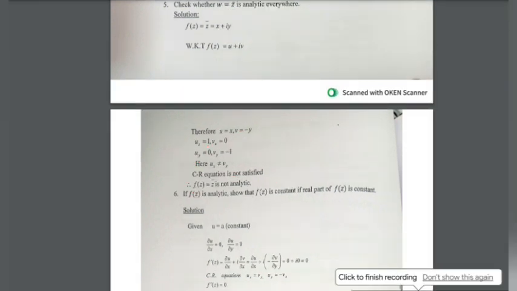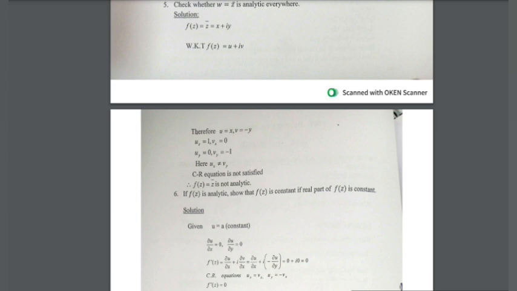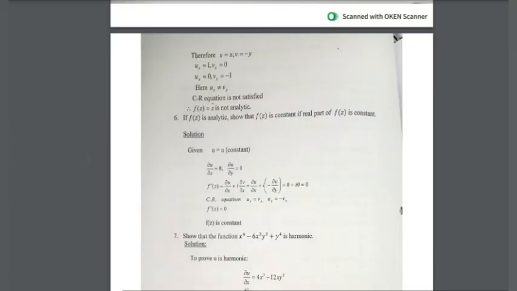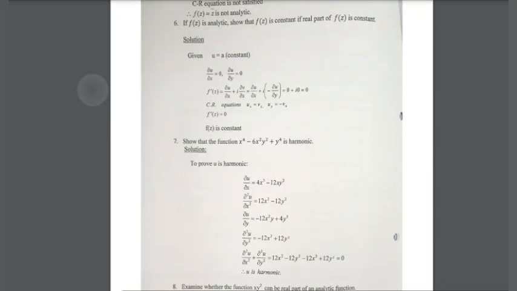Our next problem is: if f of z is analytic, show that f of z is constant if the real part of f of z is constant. So I am taking f of z as analytic and show that the real part of f of z is constant. So first of all, u is equal to a. So differentiate u, it assumes the value 0. Differentiate u with respect to y is equal to 0.